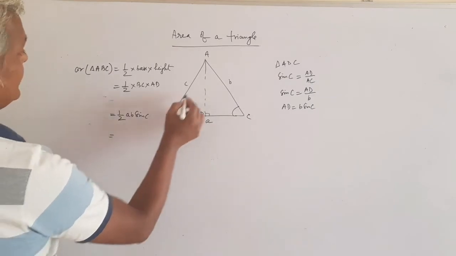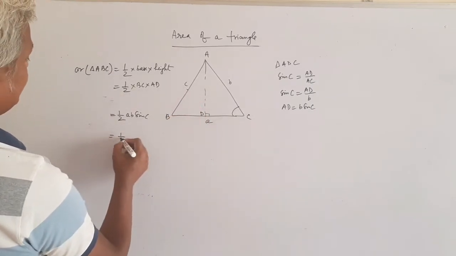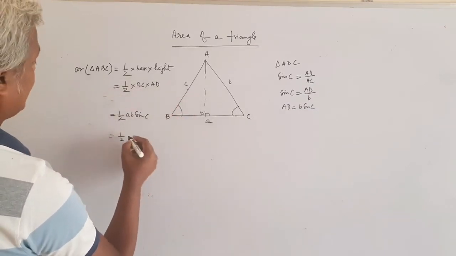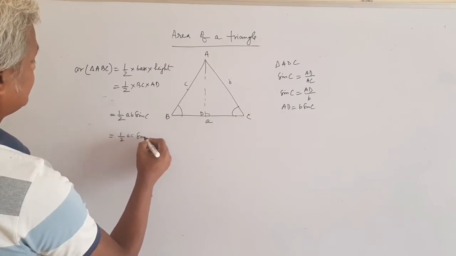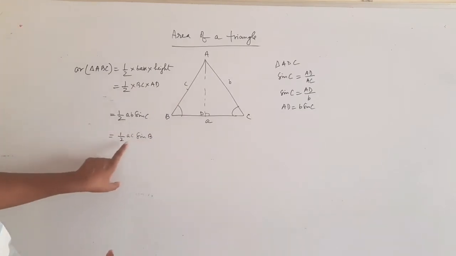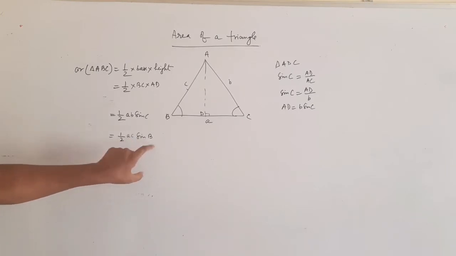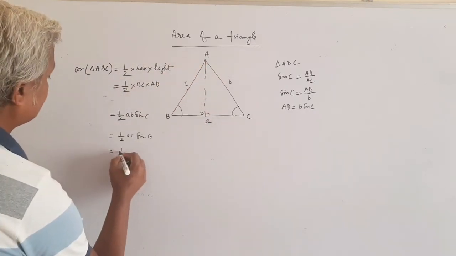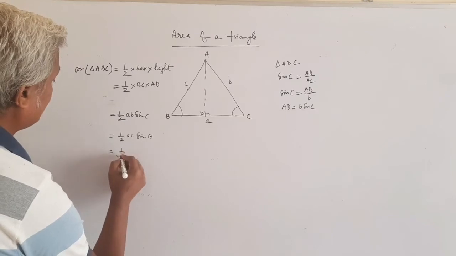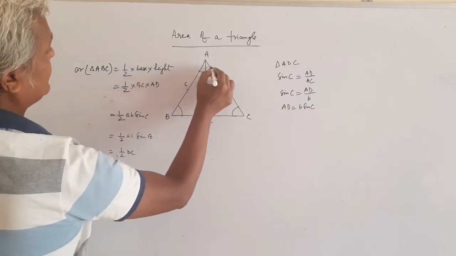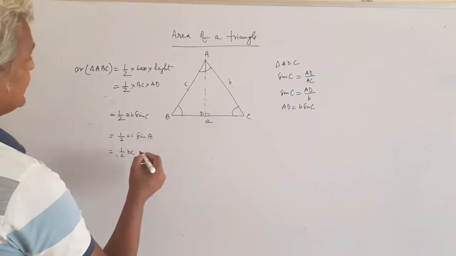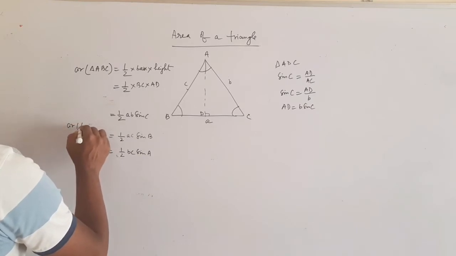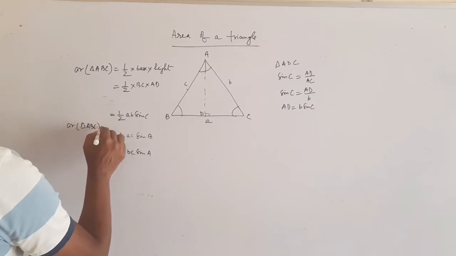Similarly, if you take this as the base, then for this angle B you have half ac sine B, which means half into the product of the sides into the sine of the angle contained by those sides. So if I say a, b, c are the sides, then half bc, and which angle is contained by b and c? That is angle A, so sine A. So all these are the area of triangle ABC.